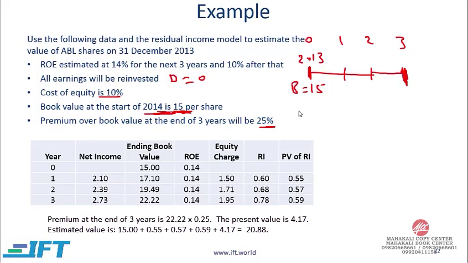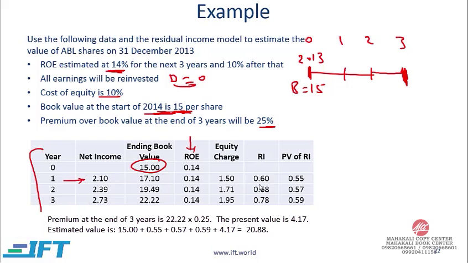So I did this on Excel. So this is year 1, net income 2.1. Where do you think this is coming from? So we are told that the ROE is 14%. So 14% into the starting book value, that's net income. Since dividend is 0, the ending book value is 17.1, and then ROE is 14% consistently. What is the equity charge? It is 10% of book value at the start. So this worked out very nicely in Excel.